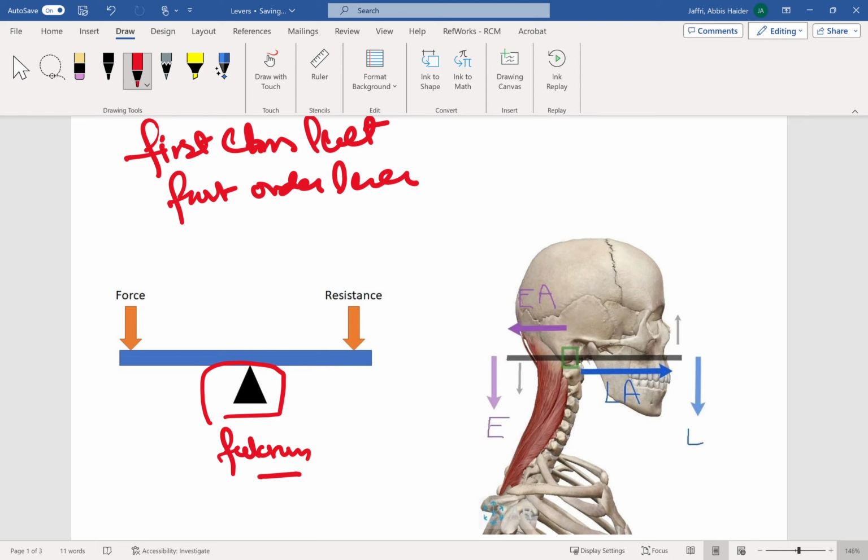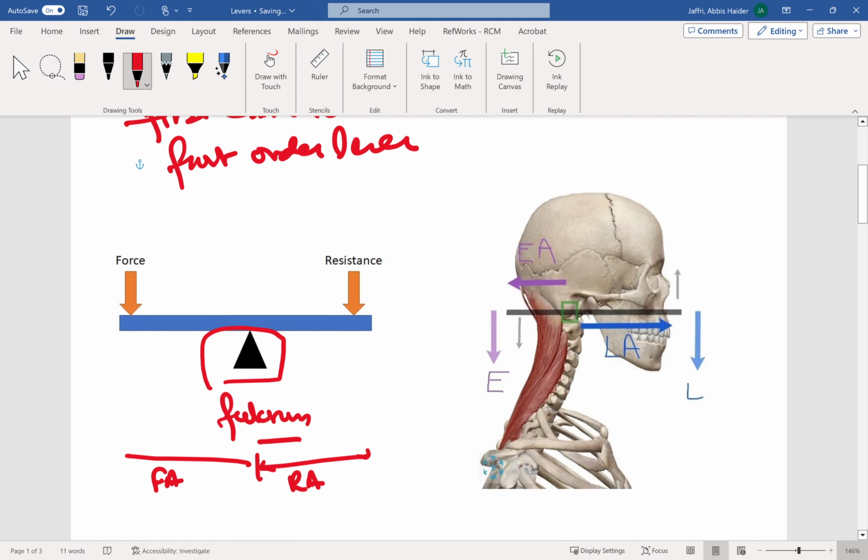The distance between the force and the fulcrum is called the force arm, or the effort arm, and the distance between the resistance and the fulcrum is called the resistance arm, or the load arm. The practical example in the human body is basically your cervical spine.